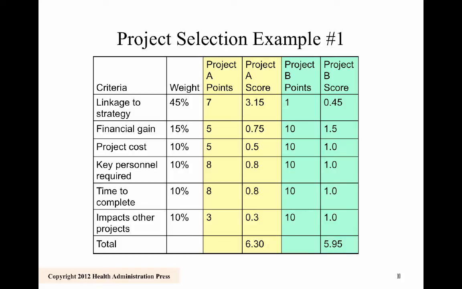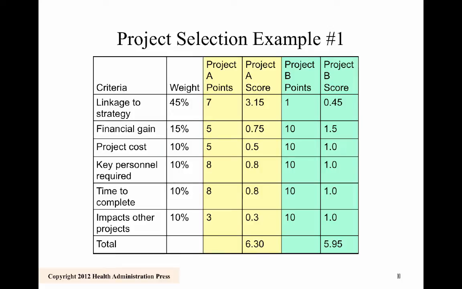Okay, so project selection. How do you decide which project to do? Let's say you have 10, 20 different projects that you're considering. One way you can do this is to score them based on certain criteria. We have the criteria here in the left column, from what we consider to be the most important criteria for the organization all the way down. The next column here is weight. Which criteria is most important to your organization? In this column, we have linkage to strategy. We've weighted that at 45%, the highest weight of any of our criteria. So we consider that to be most important.